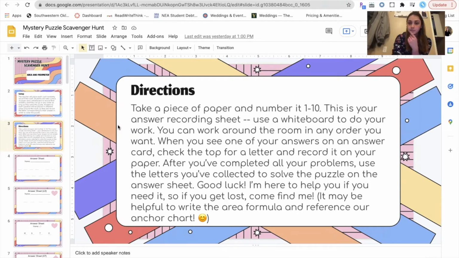And at the end, after you've completed all your problems, use the letters you've collected to solve the puzzle on the answer sheet. Good luck. I'm here to help you if you need it. So if you get lost, if you're confused, you come find me.